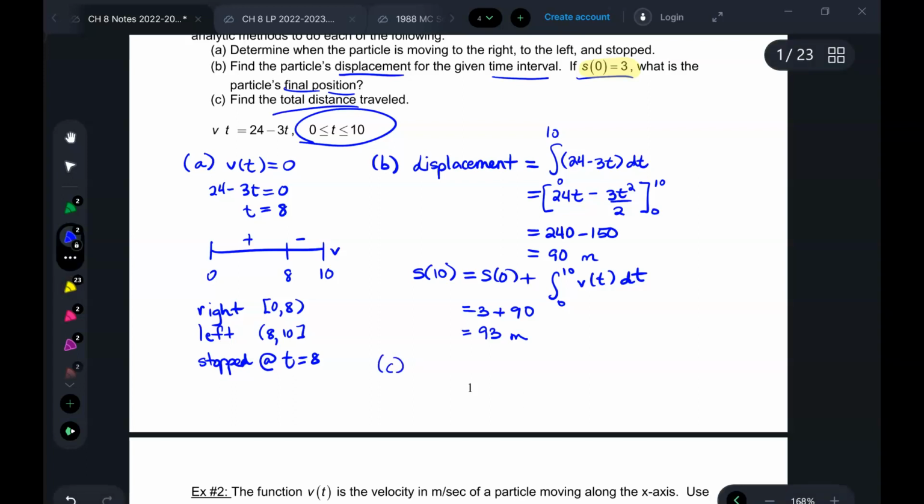Total distance traveled. Okay, so now what do we want to do? The integral of the absolute value from 0 to 10.